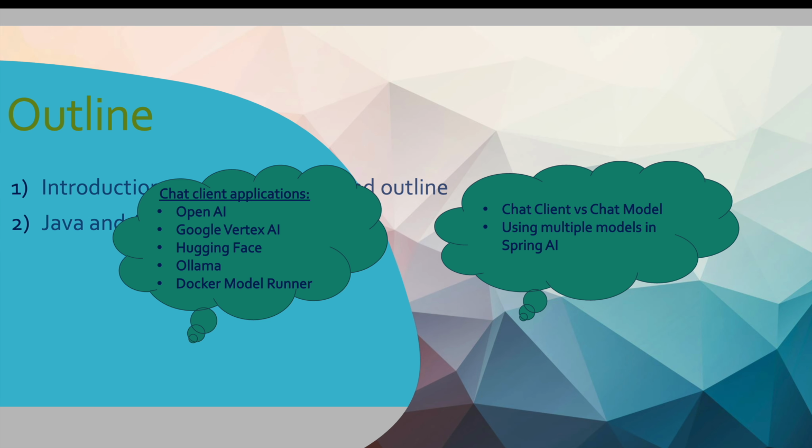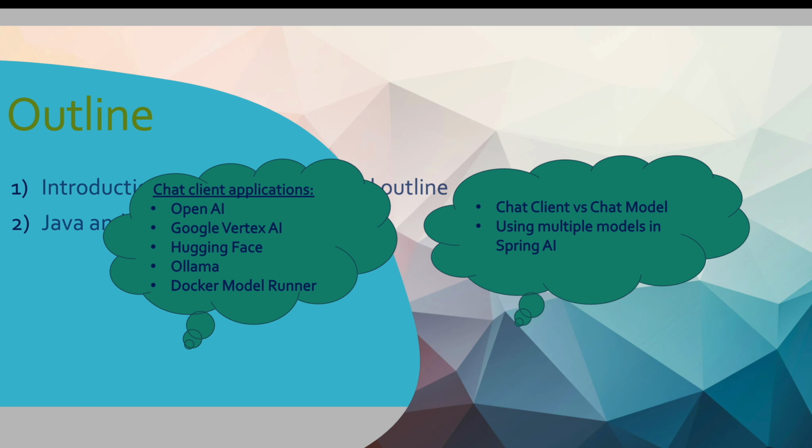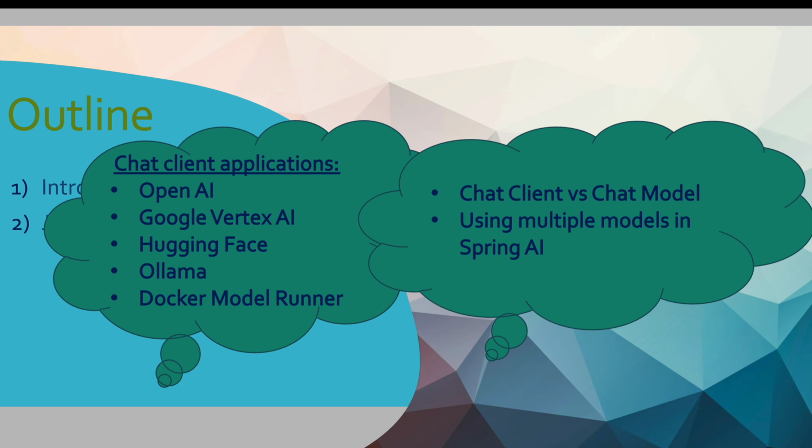Then, following with various use cases for Spring AI chat client applications with OpenAI API, Google Gemini Vertex AI API, Hugging Face, Ollama, and Docker Model Runner examples. In this section, you will also understand the working principles of chat client and chat model in Spring AI and learn using multiple models in a Spring AI application. Then you will use Open Web UI to use local LLM models visually.